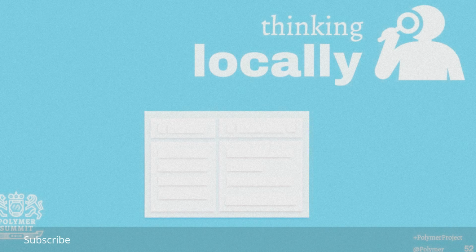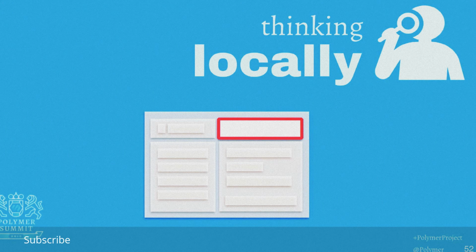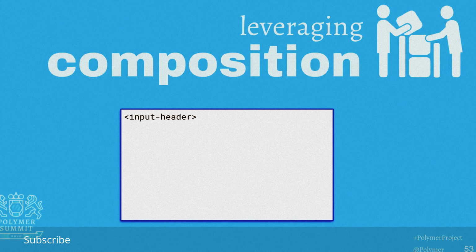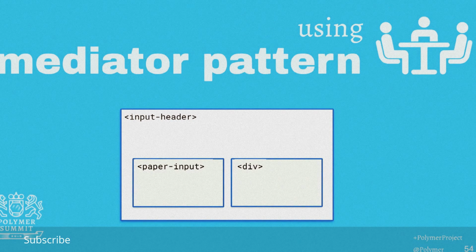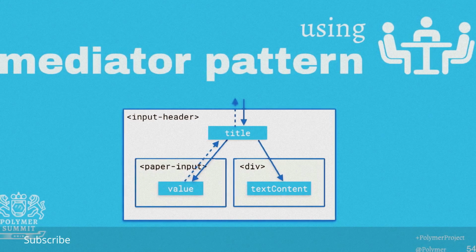All right, so let's review what we just did. We started out thinking locally. So we broke off this one piece of the application and made that into an element of itself. We used composition, right? So we went to the catalog and we found some elements that we could use in the private implementation to get its job done. So those went in there. And then we wired up the interactions using the mediator pattern and exposed itself to the outside world through its API. And the only API we need on the input header is the title.